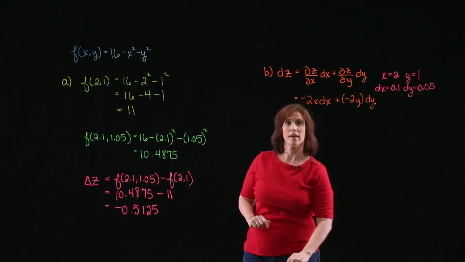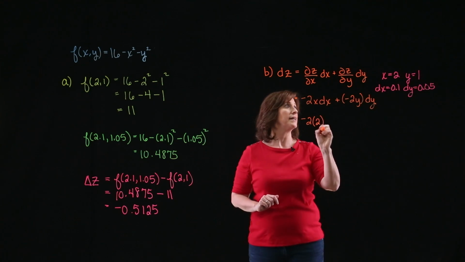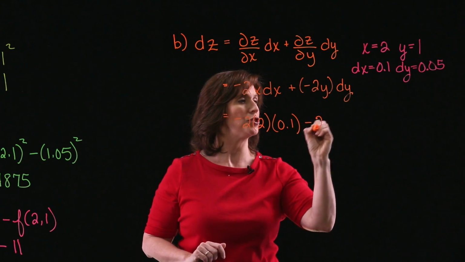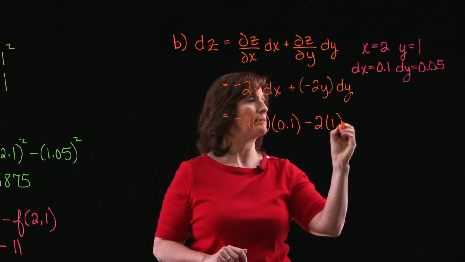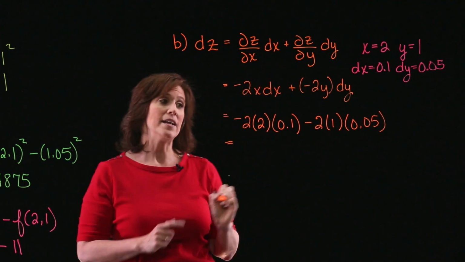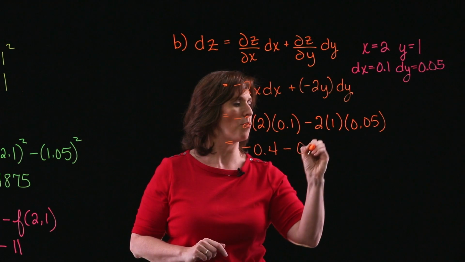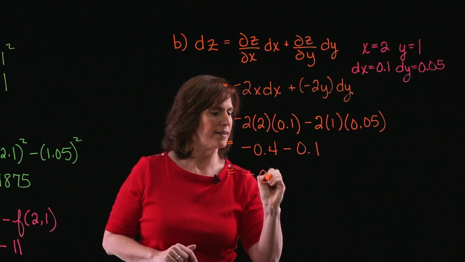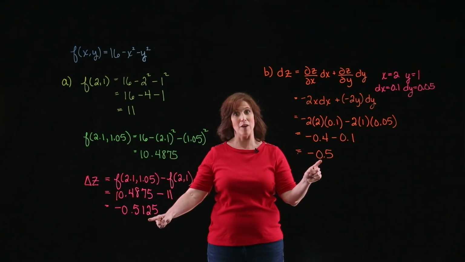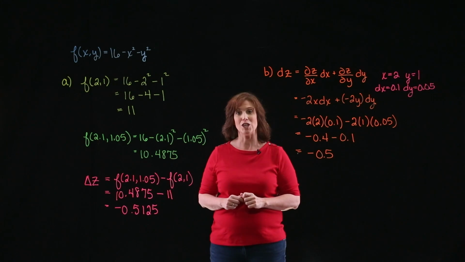So let's plug that in. I'm going to have minus 2 times 2 times dx, which is 0.1. Then I'll be subtracting 2 times y, which is 1, times dy, which is 0.05. If I number crunch this, I'm going to have a negative 0.4 and a minus 0.1, and I get a negative 0.5. And I can see that these two numbers are very close to each other. So I can use my total differential as an approximation for the change in z.